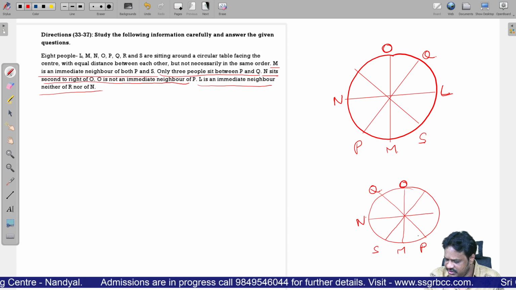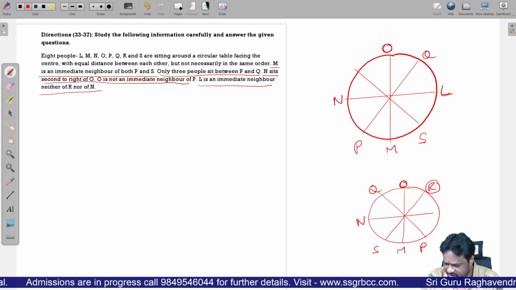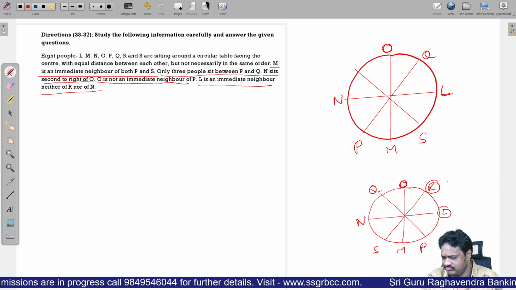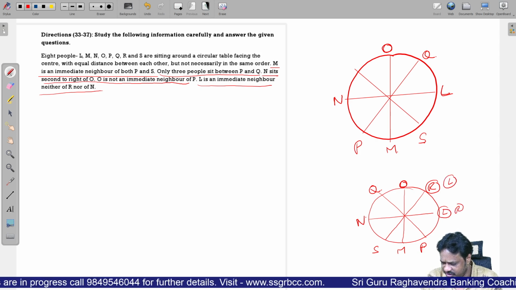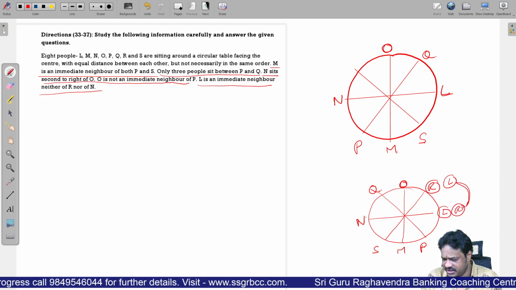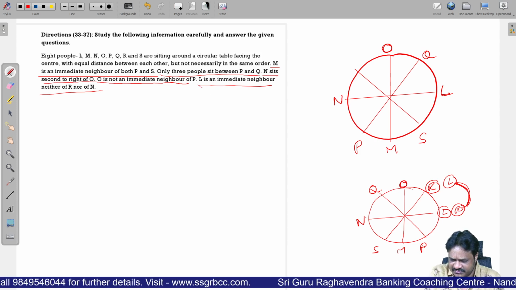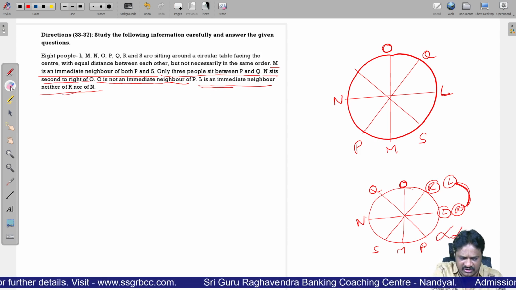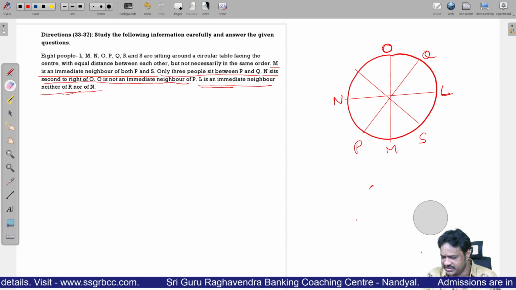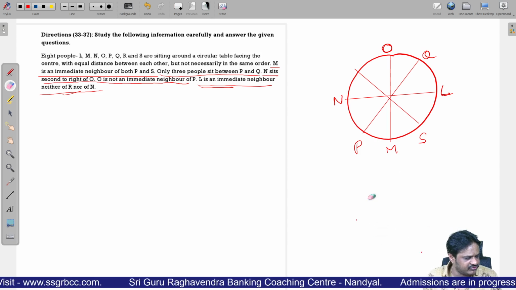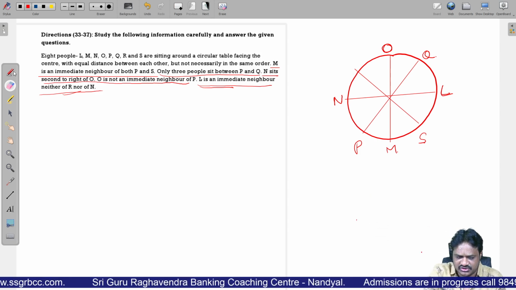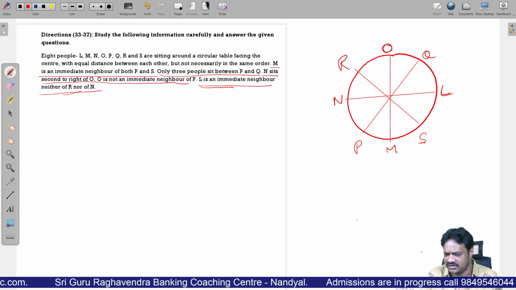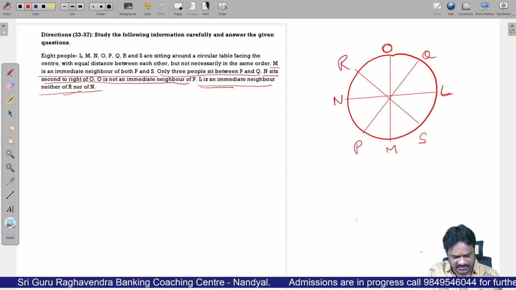Now L is neither the neighbor of R nor N. So wherever you are writing R, you have to write L, or if you write L, you have to write R. That means R and L will become neighbors in any case, but L is not the neighbor of R and N. So the second one is definitely wrong. We are left with one person, that is R. So here you will get the person R. So this is the total puzzle.